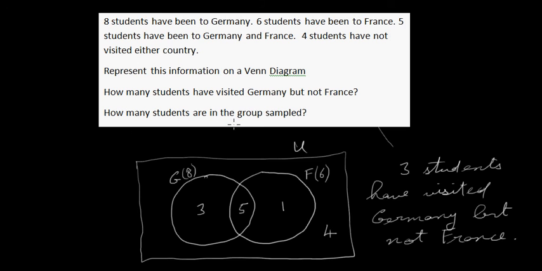How many students are in the group sample? So how many students did we talk to in total? Well, we spoke to 3 plus 5, which is 8, plus 1, which is 9, plus 4, which is 13. So our universal set contains 13 students in total. So the answer to part 3 is 13. And that's it. That's all I want to do in this particular video.